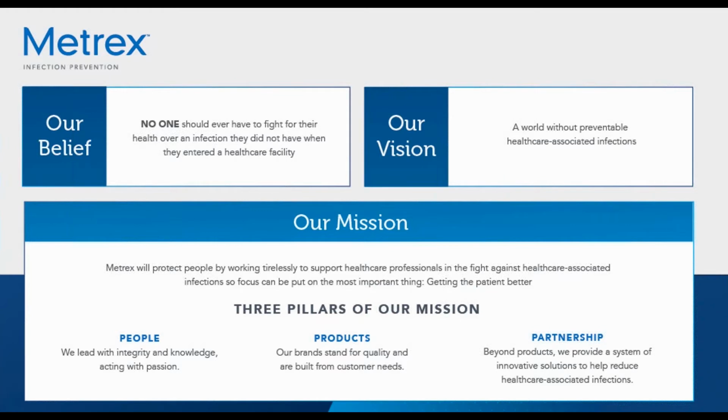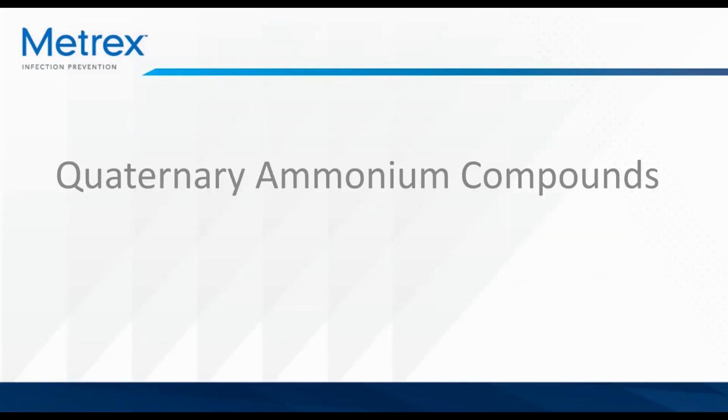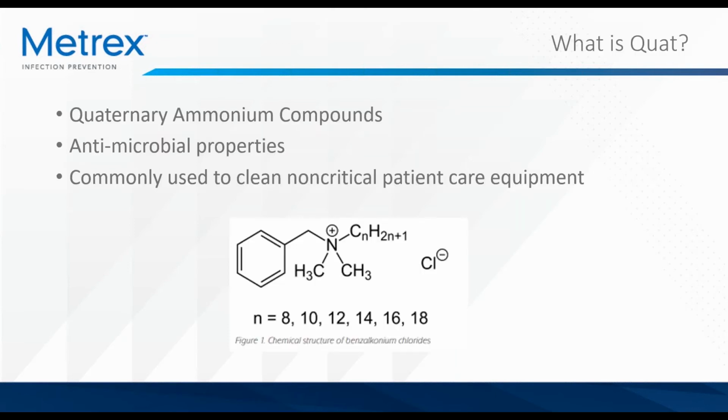What is quat? Quat is short for quaternary ammonium compounds and is sometimes written as QAC in literature, but more often it's shortened to quat, spelled Q-U-A-T in conversation. There's your answer. More than a century ago, quaternary ammonium compounds were discovered to have antimicrobial properties. Today, quat is commonly used to clean non-critical patient care equipment.